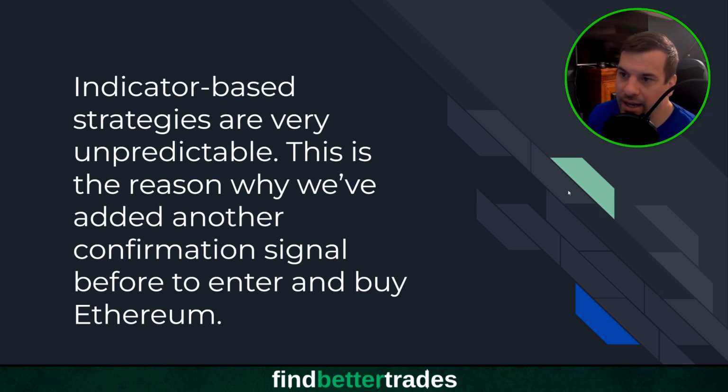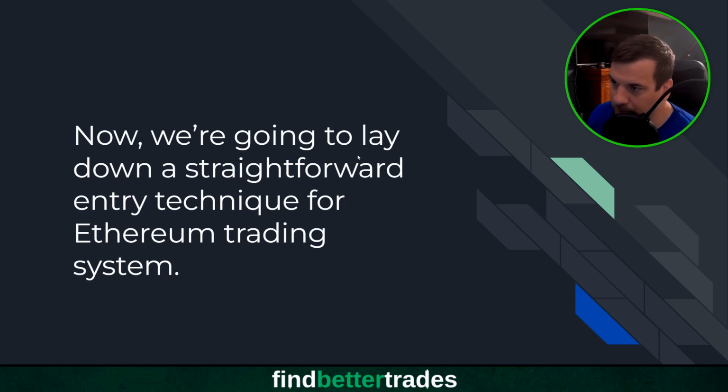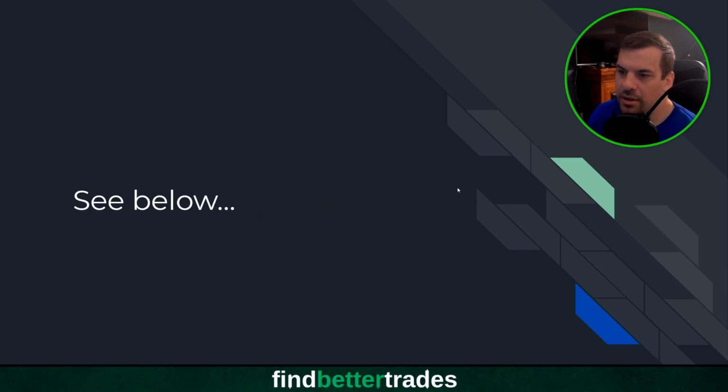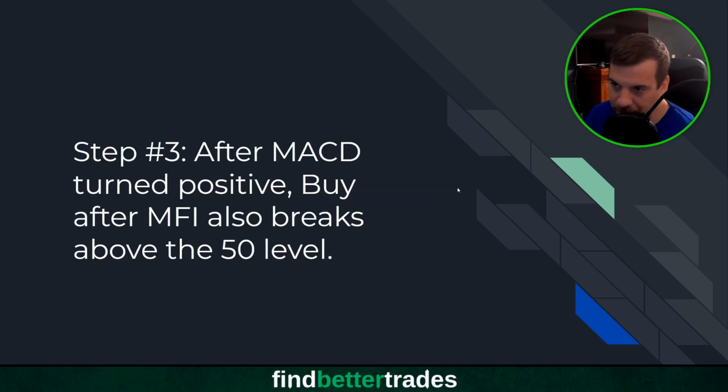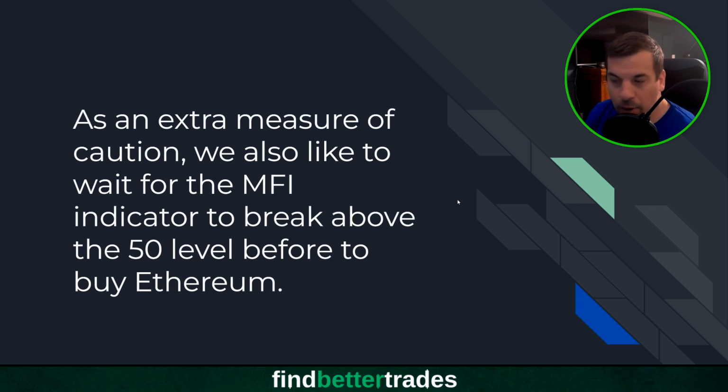Still pretty simple. Indicator-based strategies are very unpredictable. This is the reason why we've added another confirmation signal before we enter and buy Ethereum. Now, we're going to lay down a straightforward entry technique for Ethereum. But before we do that, let's go to step number 3, which is after the MACD turns positive, buy after the MFI also breaks above the 50. So remember that 50 level. Now we're going to be using that to make our entry criteria.